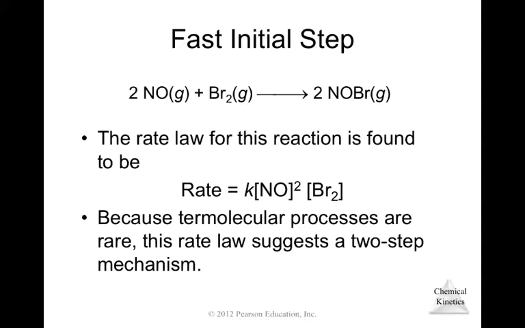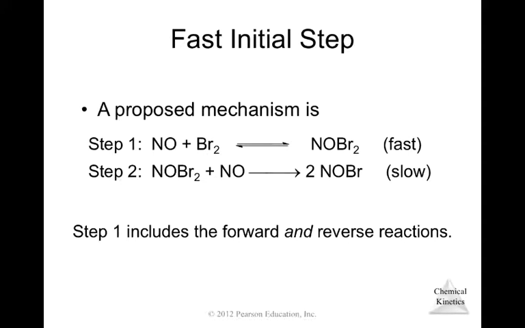But what if we have a fast initial step? Then it gets a little bit trickier. So if we're looking at this reaction here, 2NO plus Br2 equals 2NOBr. The rate law for this reaction experimentally is found to be K [NO]² [Br2]. NO squared Br2, okay, that doesn't seem to make sense, because it's a termolecular process, right, it's probably not that. It suggests that it's a 2-step mechanism.